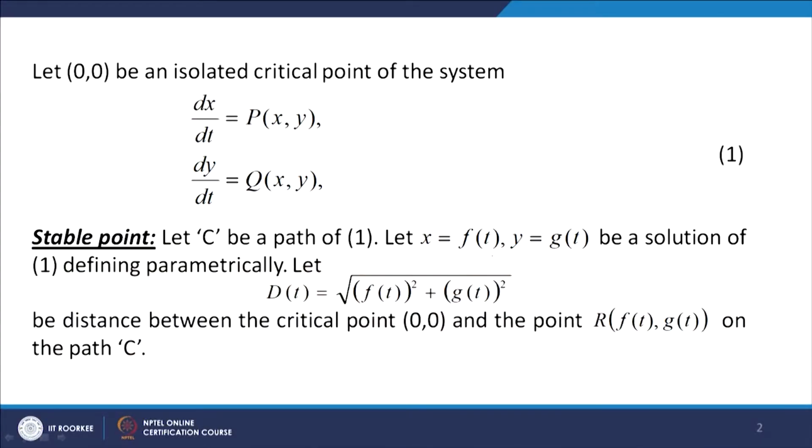Let C be a path of the system (1), let x = f(t), y = g(t) be a solution of the system (1) defining parametrically the path C, and let d(t) = sqrt(f(t)^2 + g(t)^2) be the distance between the critical point (0, 0) and the point R, that is having coordinates (f(t), g(t)) on the path C.